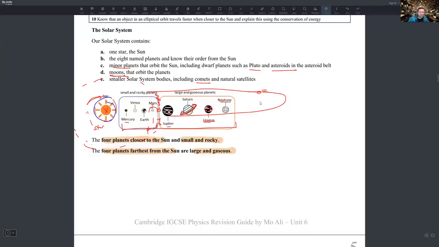But here's the sad thing. Pluto is smaller than our moon. So it's hard to call it a planet when it's smaller than our moon. You got the idea? That's why it's not called a planet. So we call it a dwarf planet or a minor planet. Okay?